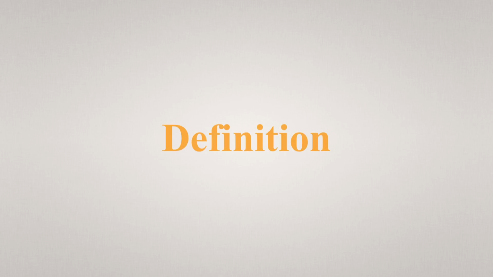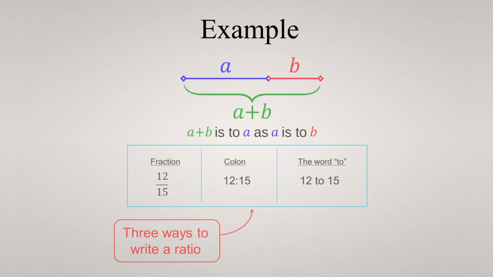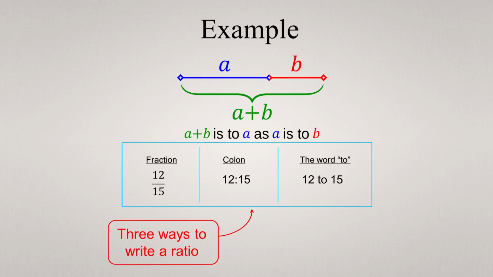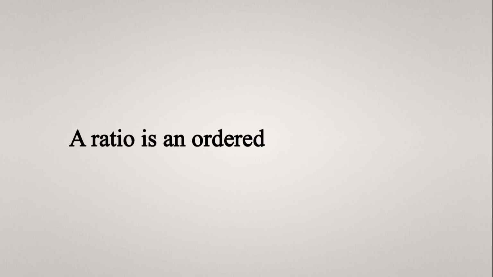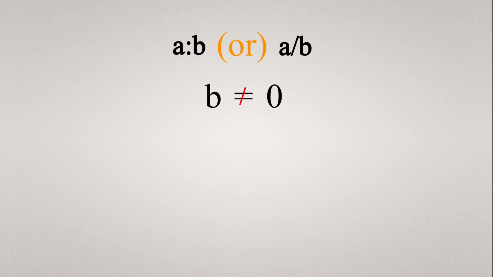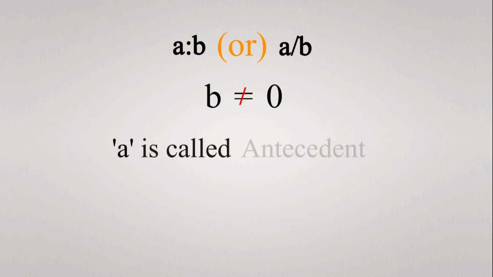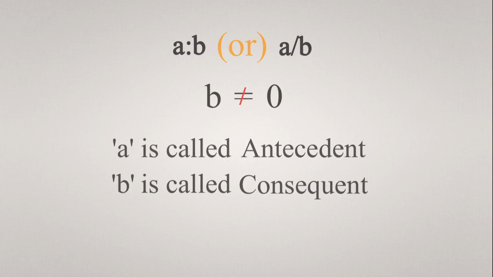Ratio, definition. A ratio is a comparison of two numbers using division. The ratio of A to B is A by B, with B not equal to 0. A ratio is an ordered pair of numbers, written A is to B, or A by B, with B not equal to 0. Here, A is called the antecedent, and B is called the consequent.